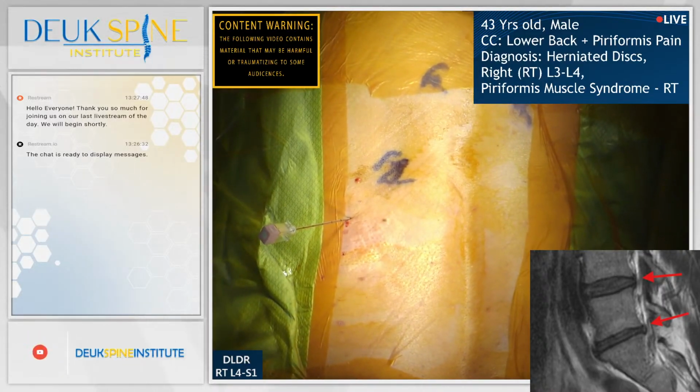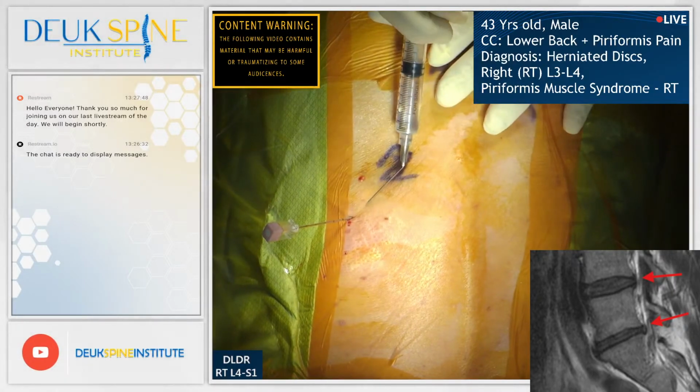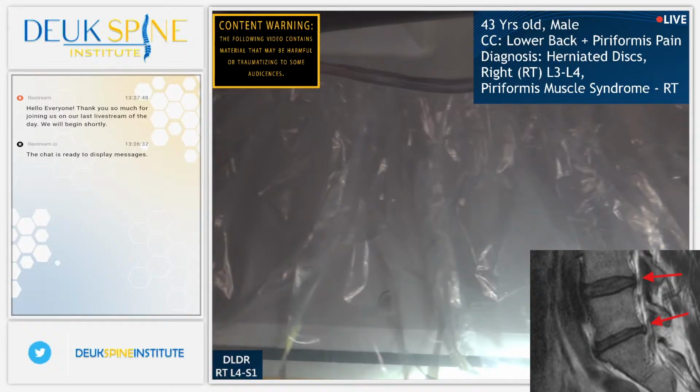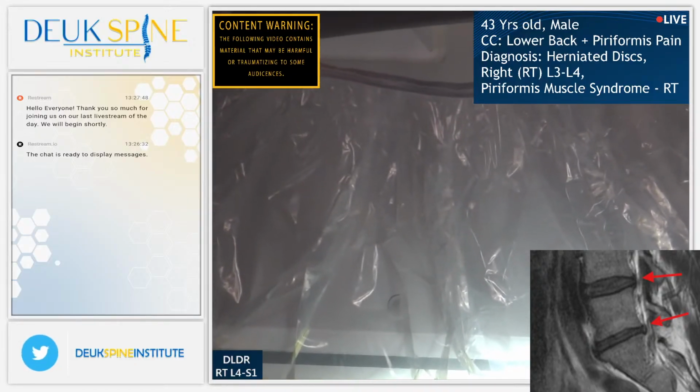AP. Now why are we treating his discs as the source of his back pain? That's because we confirm the discs are the cause of his back pain through our clinical diagnosis.